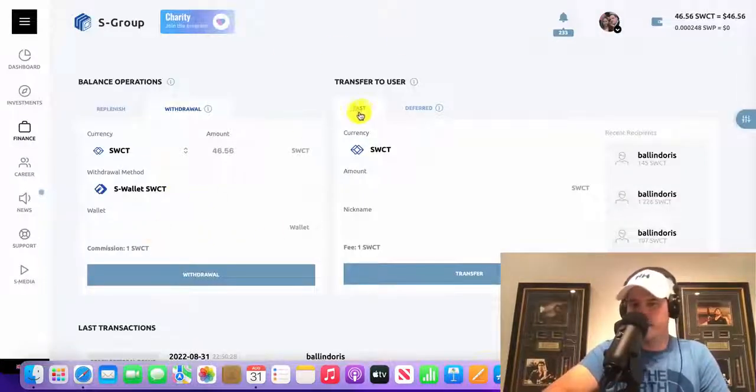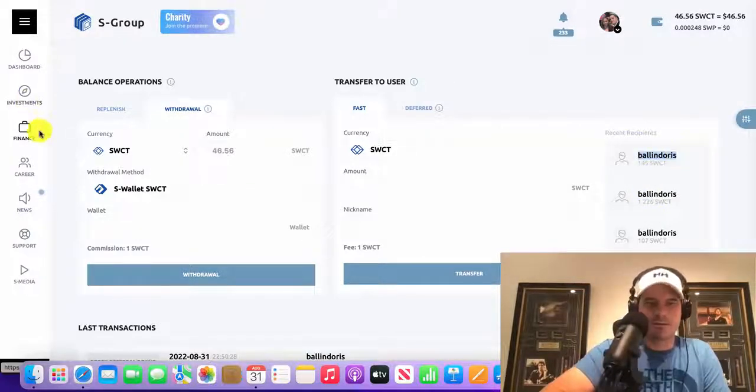So there's that. And then this next one over here, guys, this is the transfer to user. So you can see here, I've been sending funds to my wife's account, the commissions that have been coming in. I send them to my wife's account to build up that next $50,000 investment. So you can send to any member in the system. All you need to know is their username. Okay. So that's the finance page for you.